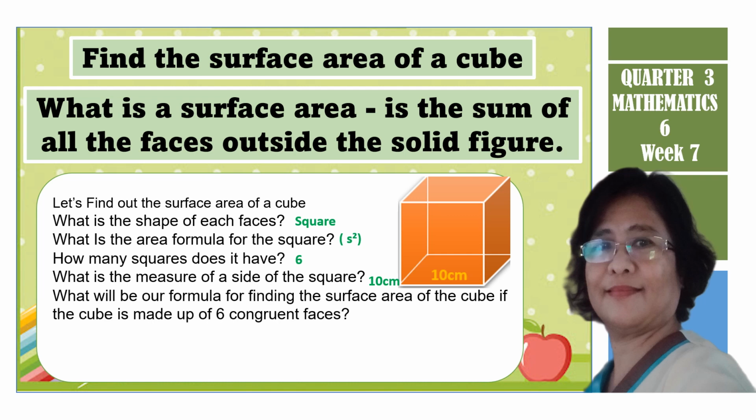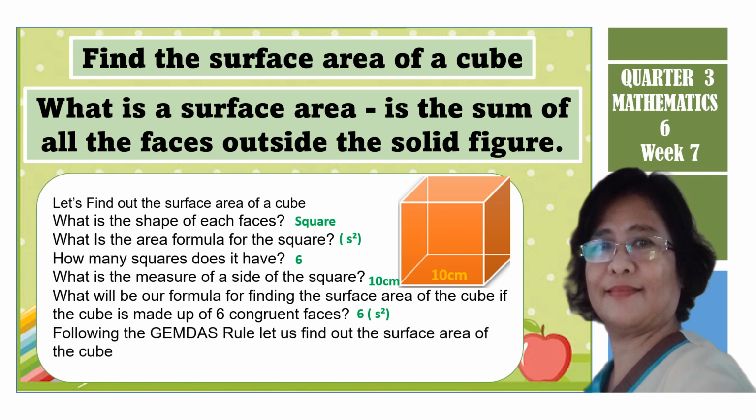What will be our formula for finding the surface area of the cube if the cube is made up of 6 congruent faces? Our formula is s squared times 6. Following the GRASP rule, let us find out the surface area of the cube.